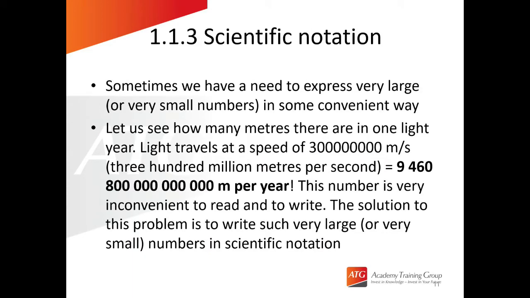Scientific notation. Sometimes we have a need to express very large or very small numbers in some convenient ways. Let's see how many meters there are in 1 light year. Light travels at a speed of 300 million meters per second.